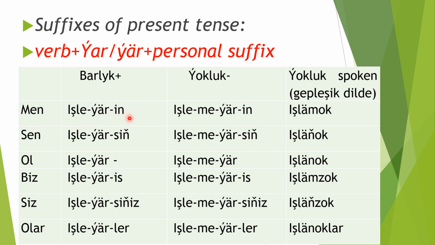Men işleyerim. Men işlemeyerim. Men işlemok. Sen işleyersin. İşlemeyersin. İşlenok. Ol işleyer. İşlemeyer. İşlenok. Biz işleyeriz. İşlemeyeriz. İşlemzok. Siz işleyersiniz. İşlemeyersiniz. İşlemzok. Olur işleyerler. İşlemeyerler. İşlenoklar. So this is yokluk spoken.